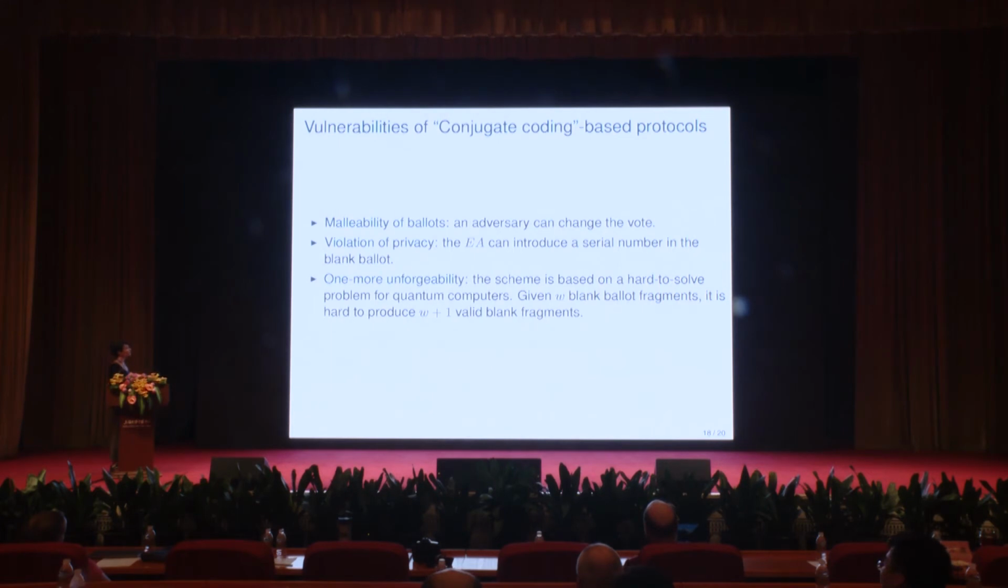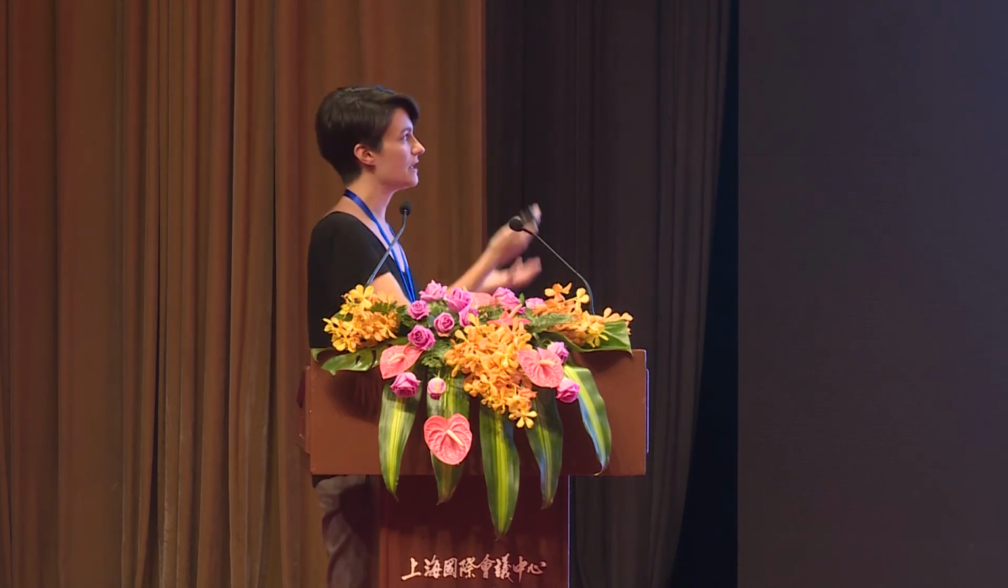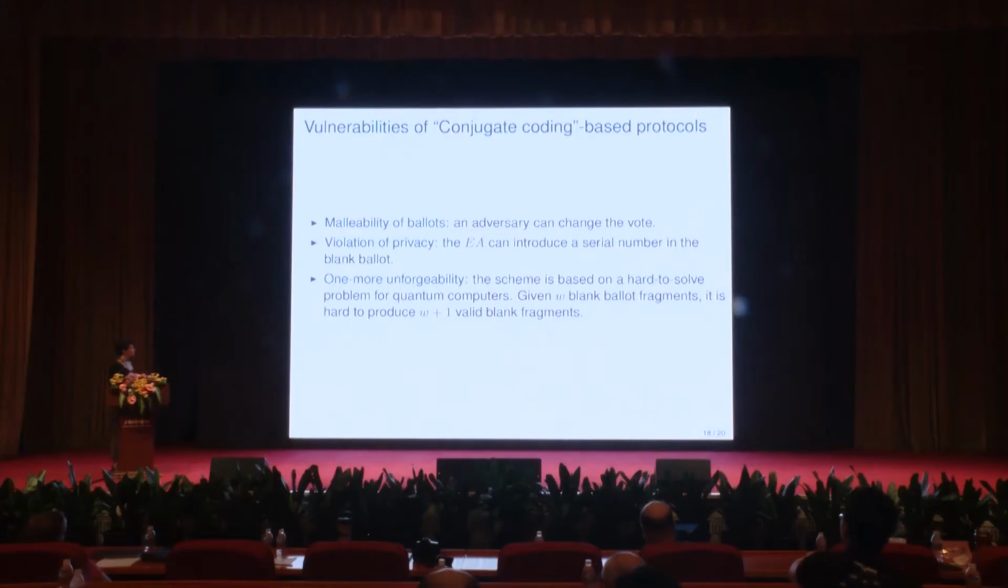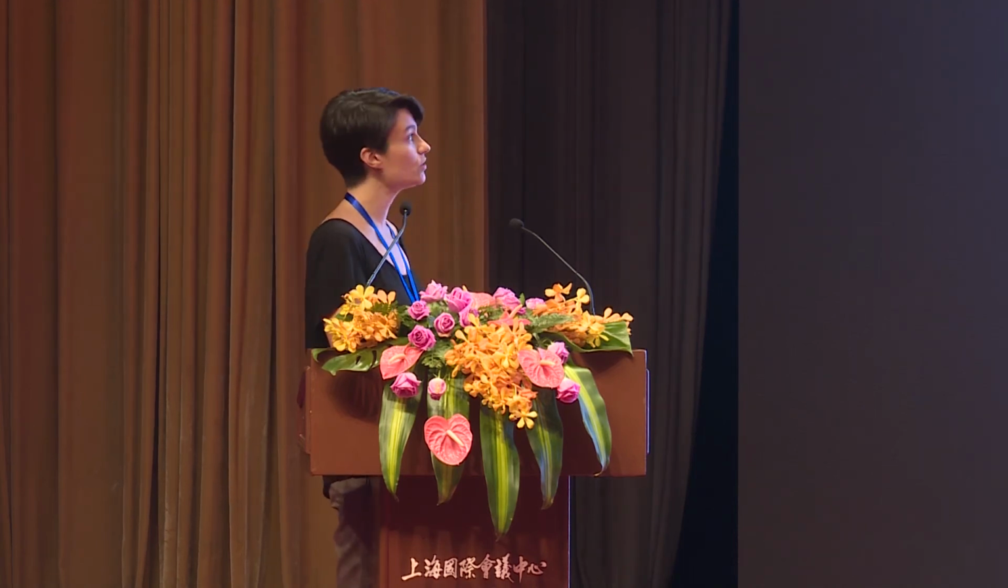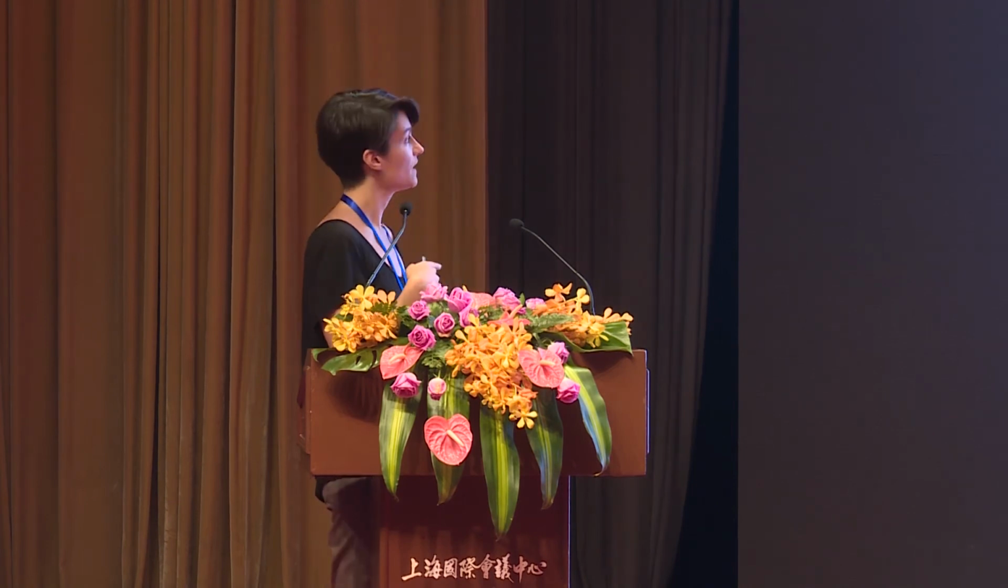So there are a few problems still with this type of protocol. First of all, an adversary can change the vote. It can take the ballot after the voter has voted and just do some random rotation at the end, so this would just destroy the vote. But if you have some pre-information on who the favorable candidate, for example, is, you can actually influence the vote as you like. There is some violation of privacy as well, because the election authority is forming this type of blank ballot, so it could introduce some serial number in the ballots themselves. So there is no security against the malicious election authority.